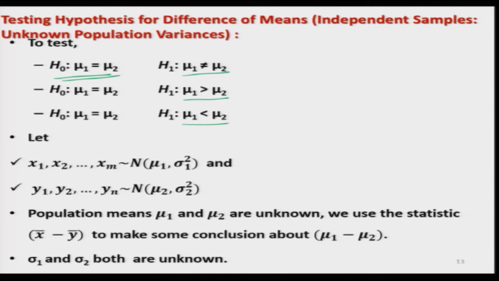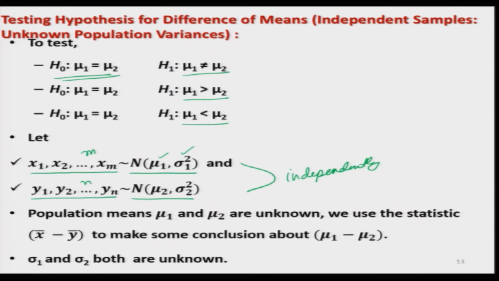We try to observe two samples independently from two normal populations. The first sample is x1, x2, ..., xm of size m, drawn from the normal population with mean mu 1 and variance sigma 1 square, and the second sample is y1, y2, ..., yn of size n, drawn from the normal population with mean mu 2 and variance sigma 2 square, and both are drawn independently. So, that is obvious.